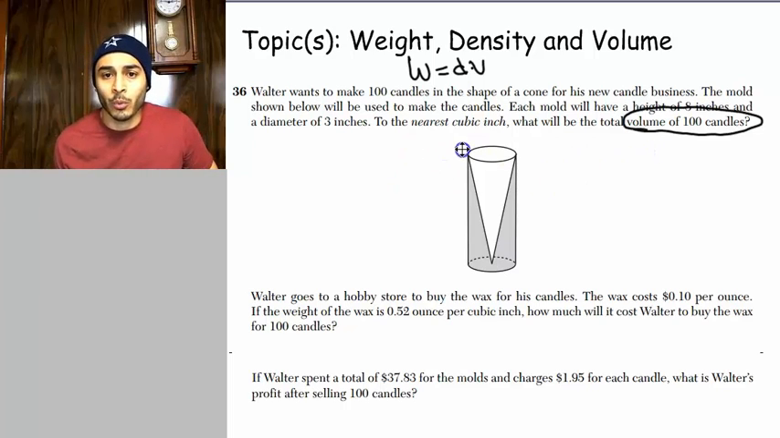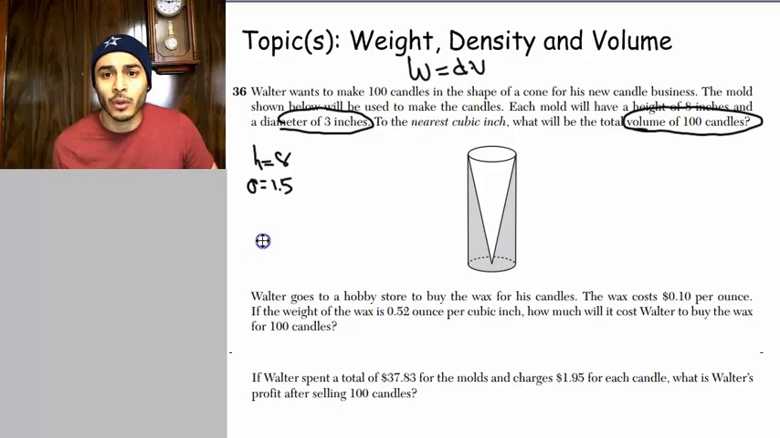All right, so what do we know then? Well, we know that each mold will have a height of 8 inches. So we know that the height is equal to 8. And the diameter is 3 inches, so then that means the radius will be equal to 1.5.